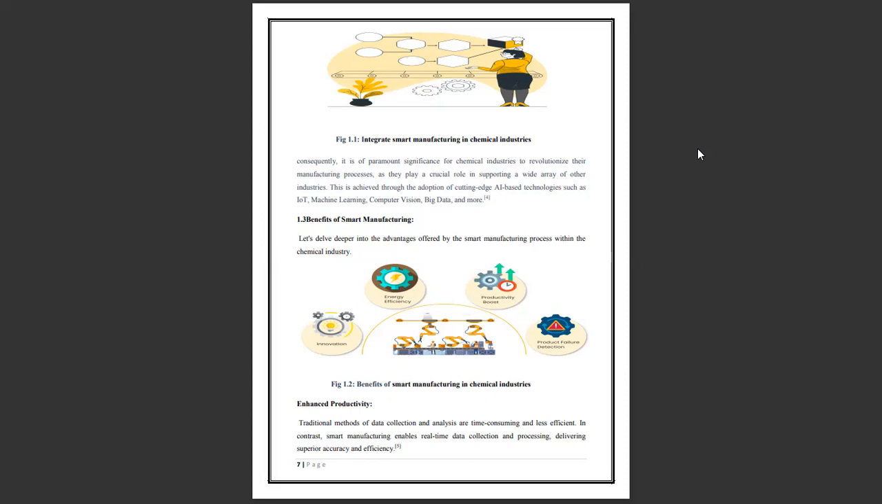Now look at figure 1.2, which shows some benefits of smart manufacturing. Starts from innovation, energy efficiency, productivity, and then product failure detection. Number one is enhanced productivity. Traditional methods of data collection and analysis are time-consuming and less efficient. In contrast, smart manufacturing enables real-time data collection and processing, delivering superior accuracy and efficiency.